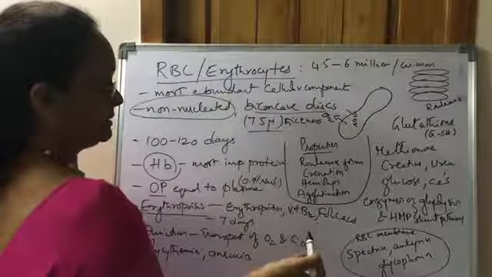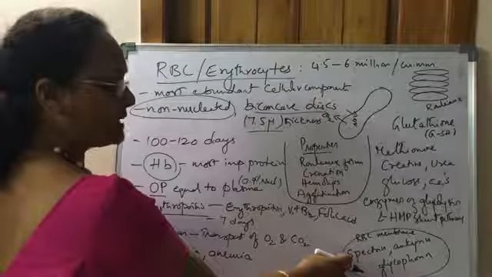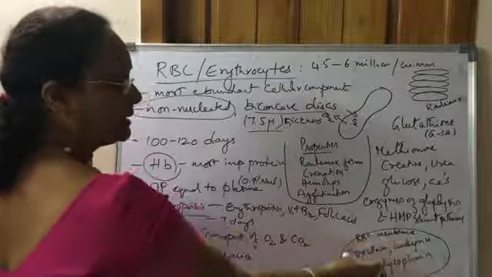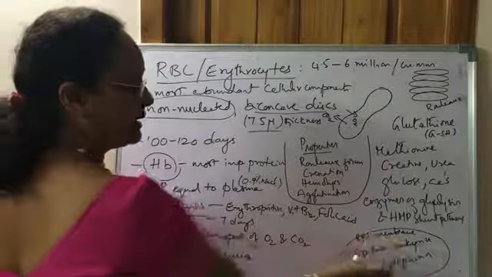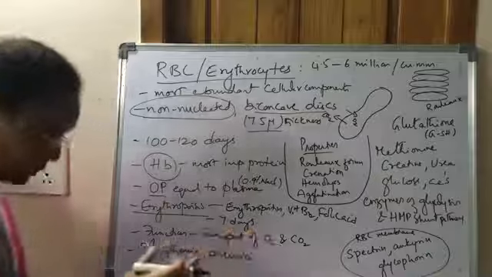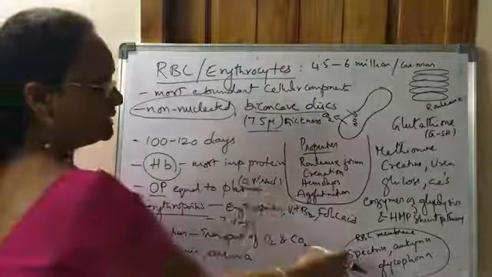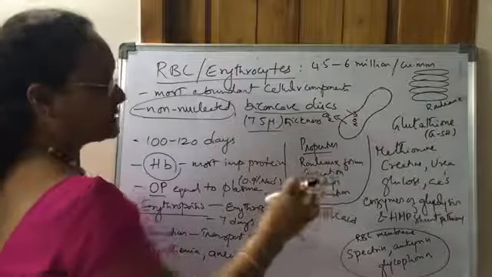Next, RBC membrane has a specificity. It contains proteins like spectrin, ankyrin and glycophorin. Spectrin, ankyrin and glycophorin have a very special property in maintaining the structure of RBC. These are the RBC membrane proteins.